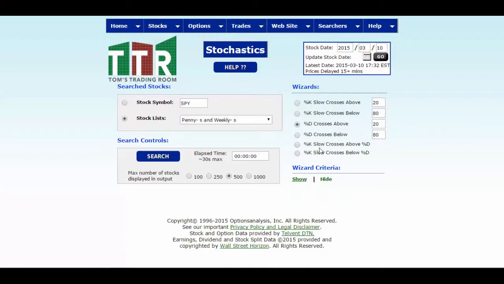The other thing you can look at is the percentage K slow line crossing up above the percentage D or down below the percentage D. A bullish cross is where it crosses up above, and a bearish cross is where it crosses down below. It's defaulted to the percent D crosses above line, which means it's oversold and it's breaking out above the 20 percentile line, which gives an indication of possible bullish prices higher. Let's click on search and see what we can find.